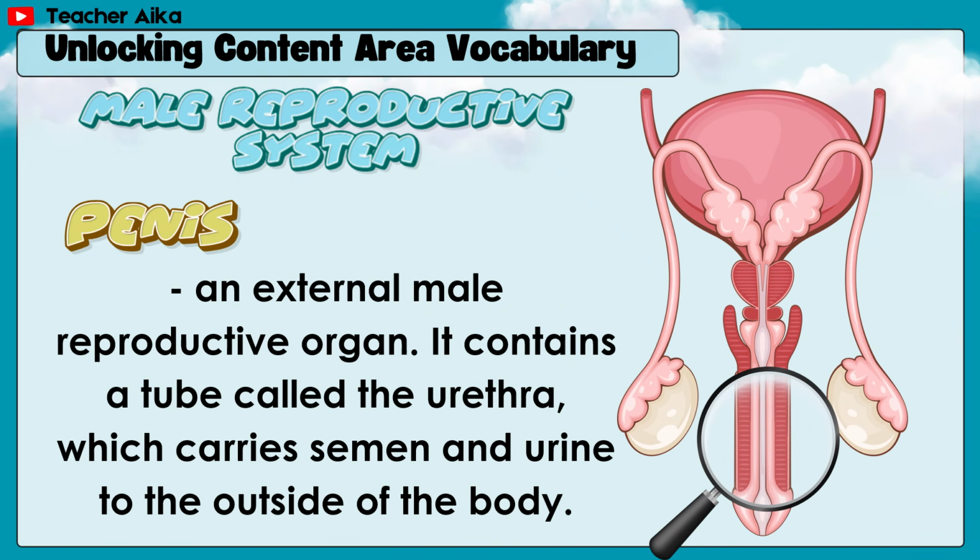Penis, an external male reproductive organ. It contains a tube called the urethra, which carries semen and urine to the outside of the body.